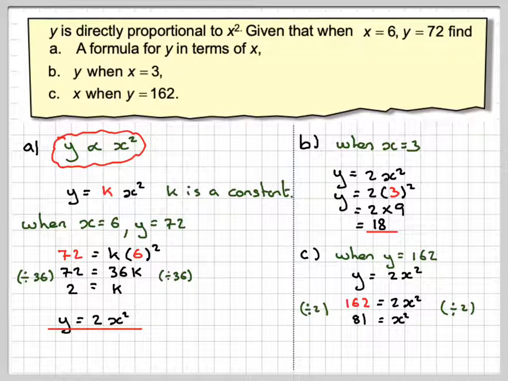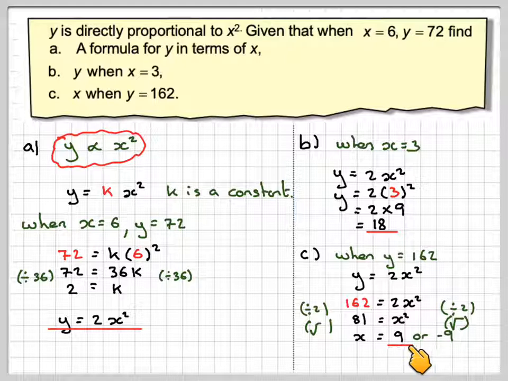And then in order to find x, we would have to take the square root on both sides. So we can either say that x is equal to 9. Now, we weren't told that x was positive, so we could have actually also written down minus 9, or both terms.